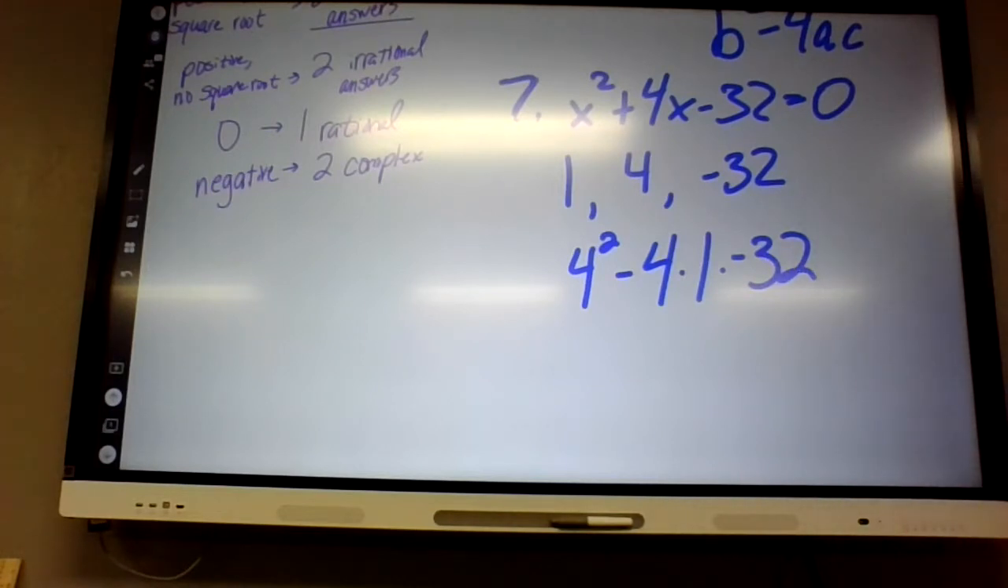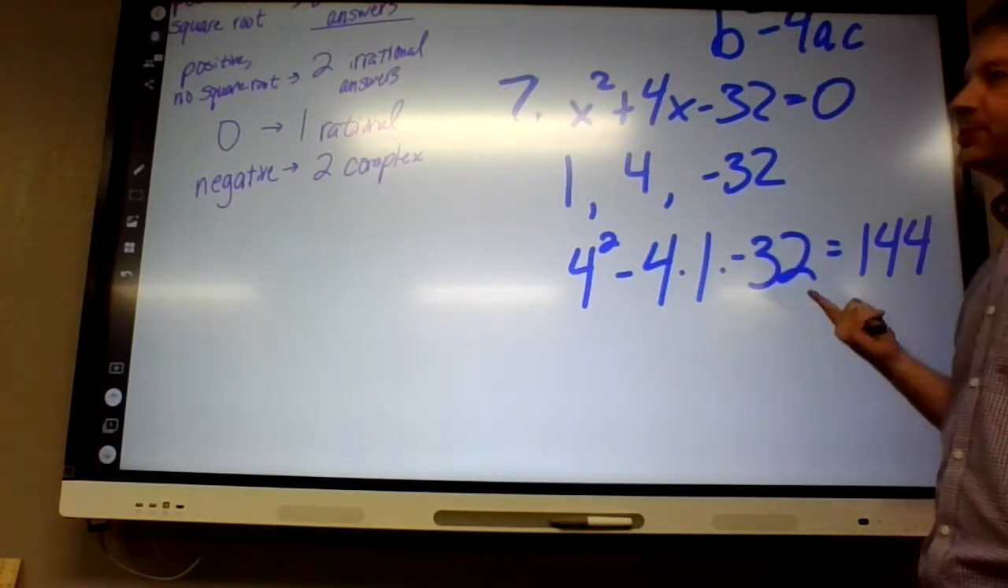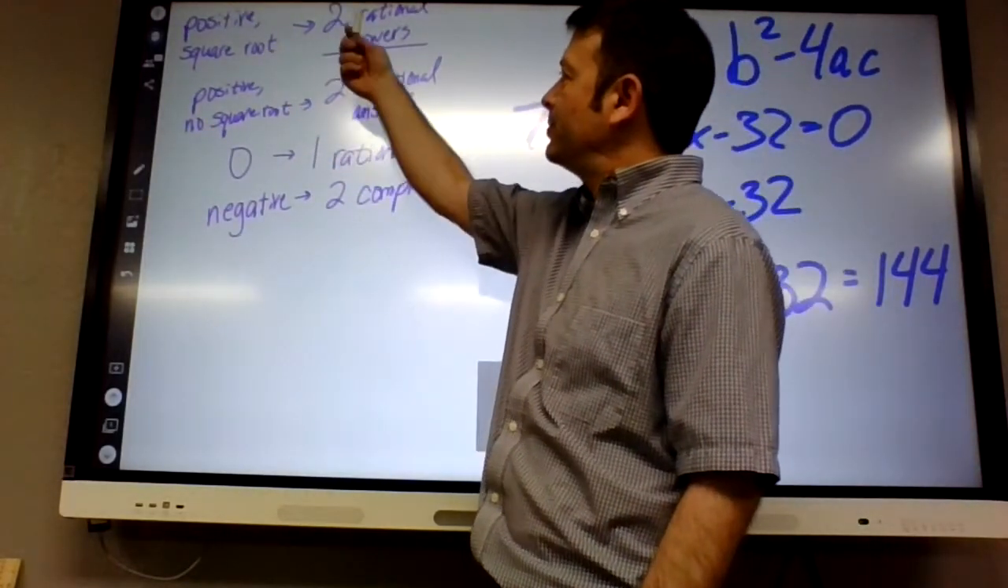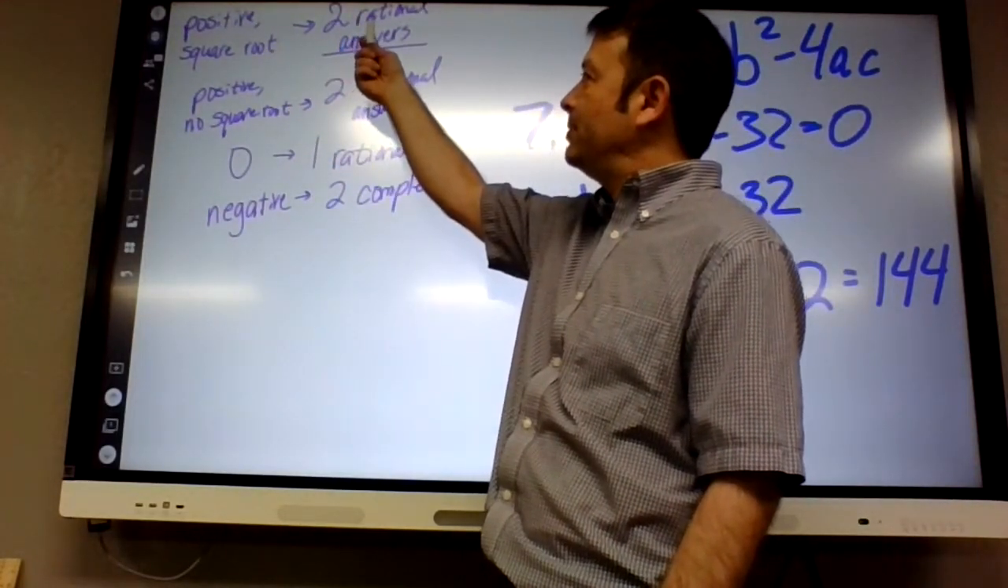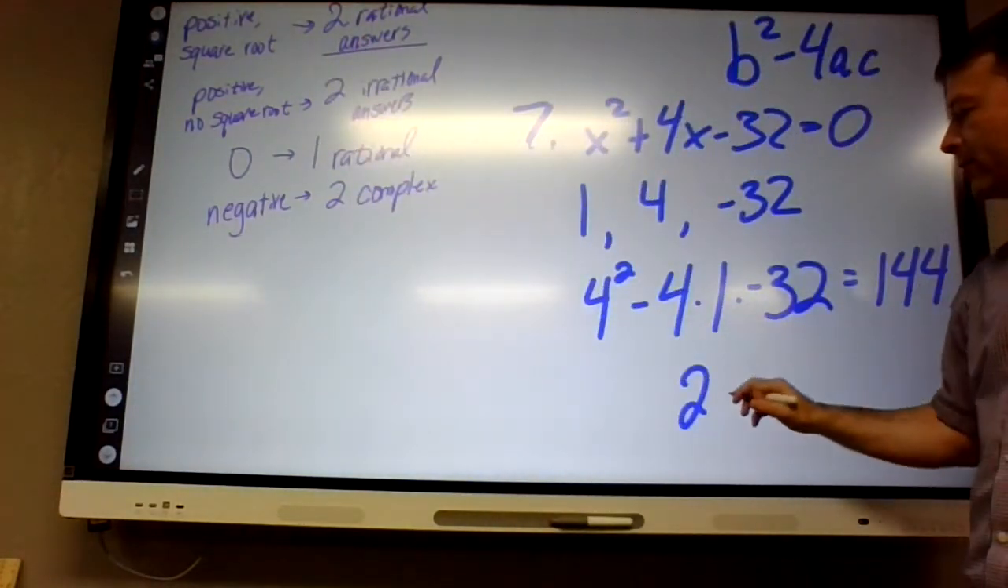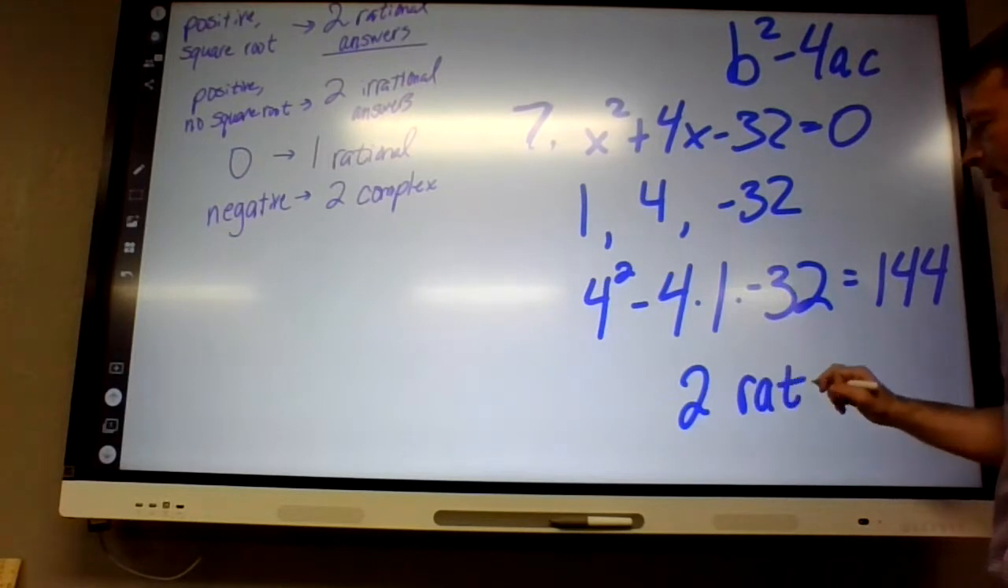Oh. So if I remember right, it comes out as 144. Okay, so it's positive. Does 144 have a square root? Yes, 12 times 12. So it's positive with a square root. That means it should have 2 rational answers. So our answer is 2 rationals.